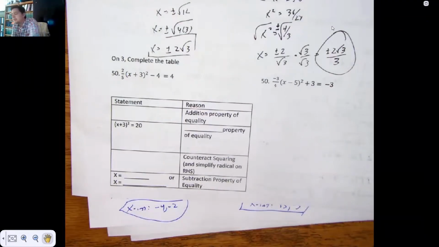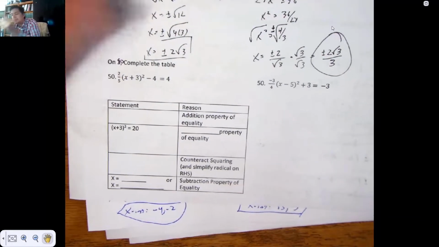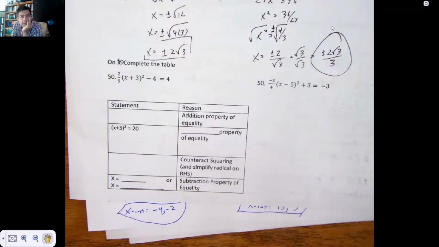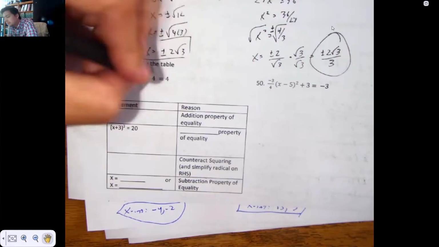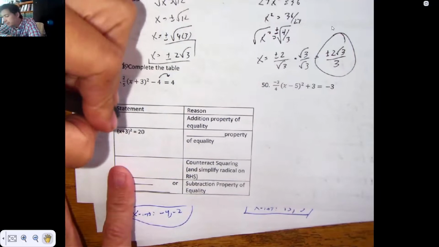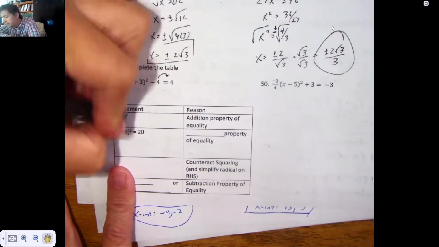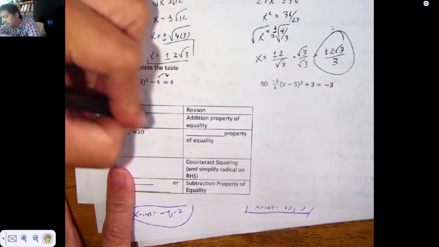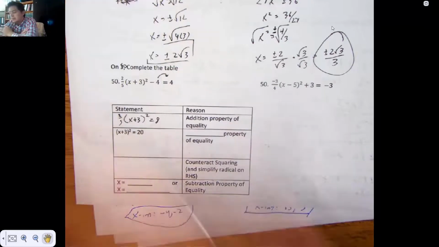Let's see, instructions actually say on 50 complete the table. So here's your question. 2/5 of x plus 3 squared minus 4 is 4. And the first reason they give on this little thing is the addition property of equality. So what they're saying is we add 4 to each side. So if we were to add 4 to each side, we should have a line that says 2/5 x plus 3 squared equal to 8.